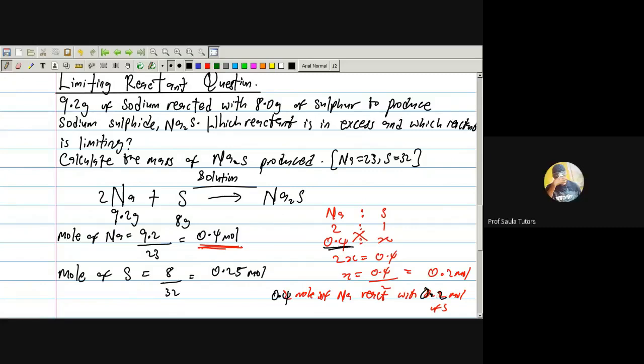Now check. We needed just 0.2 mole of sulfur to react. And check, how many moles were you given in the question? After you calculated it, how many moles were you given? 0.25. I needed just 0.2 mole of sulfur to react, and they gave me 0.25. Now check. Is sulfur in excess or is it the limiting reactant? It is in excess, exactly because I needed 0.2 mole and they are giving me 0.25 mole.